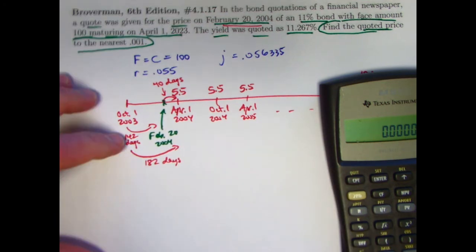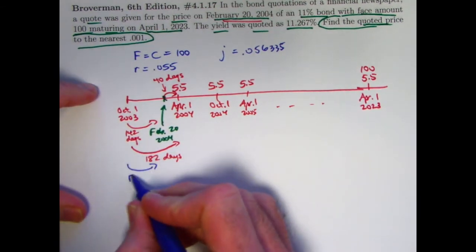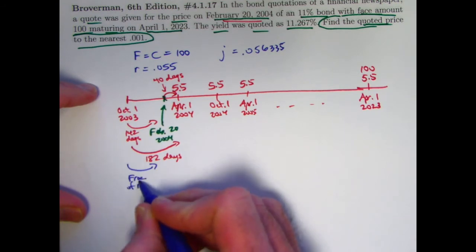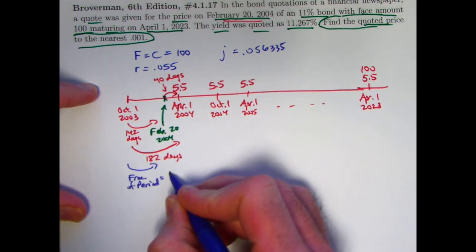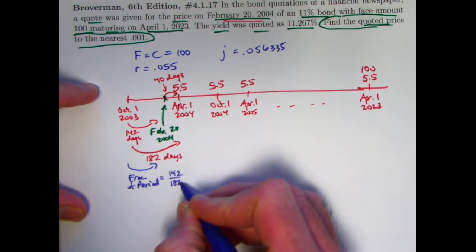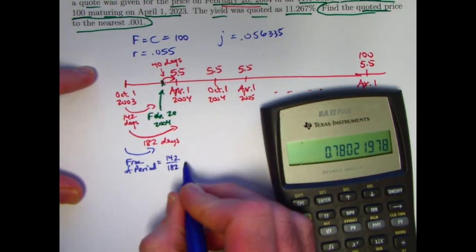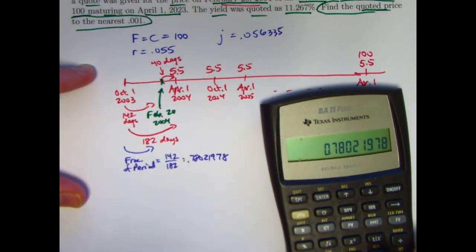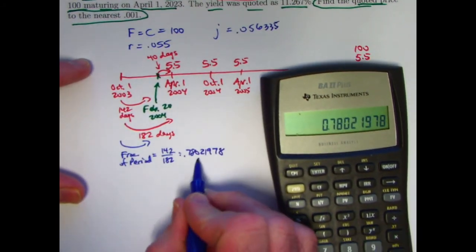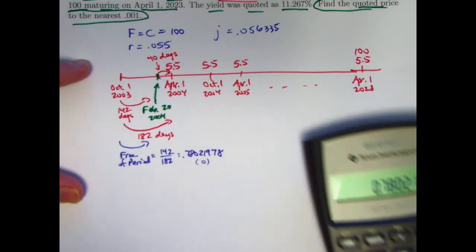So the fraction of a period, the period being a half year, thinking of it as actual divided by actual, is 142 divided by 182. 142 divided by 182 is about 0.78021978, about 78% of a period. I'm going to store this in register 0 on my calculator, and we will make use of that.